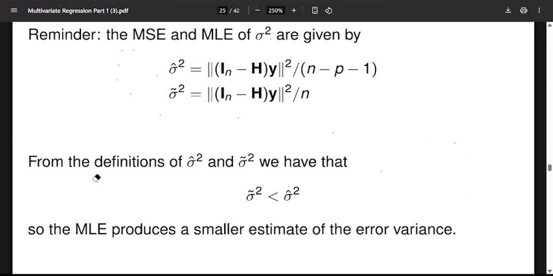We are comparing the mean square error with the MLE, and we're trying to say the MLE will be smaller than that. I want to believe that when you have a large sample size, that is actually going to happen. And that is why in statistical analysis, in analysis of variance, we make use of that.